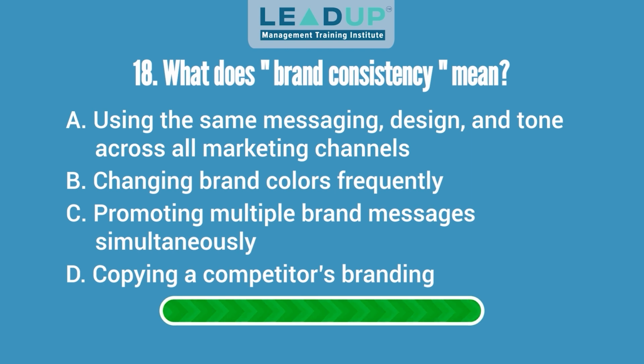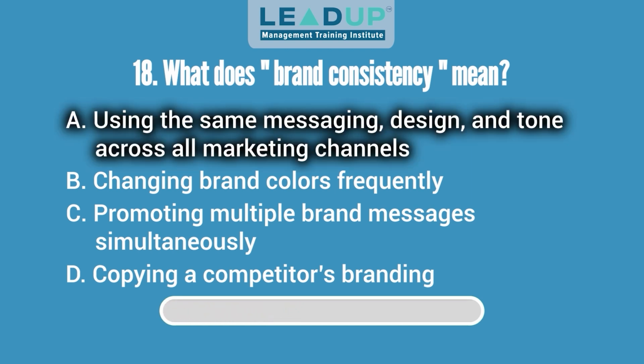Question 18. What does brand consistency mean? A. Using the same messaging, design, and tone across all marketing channels. B. Changing brand colors frequently. C. Promoting multiple brand messages simultaneously. And D. Copying a competitor's branding. Answer: using the same messaging, design, and tone across all marketing channels.